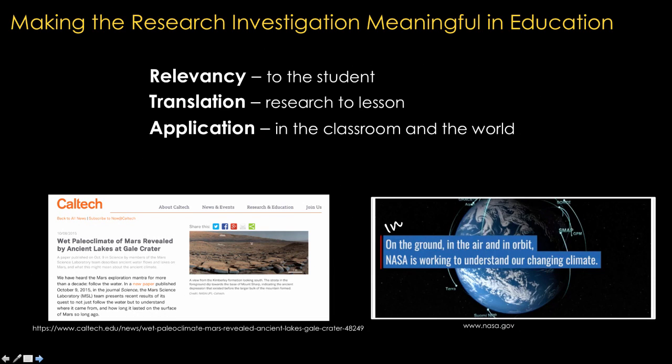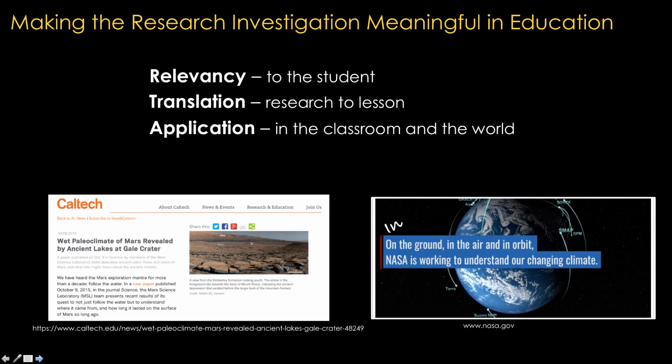So when I'm taking that research and transforming it into the classroom, there are 3 pillars that I've learned are very necessary to have success bringing deep, impactful research back to the classroom level. And the first one is relevancy. The student always asks, how is this relevant to me? Why is this important in my life?